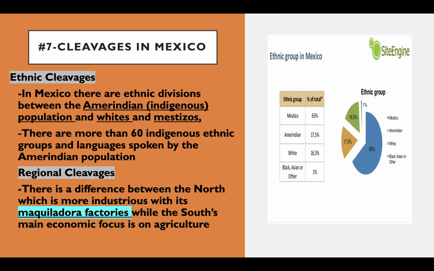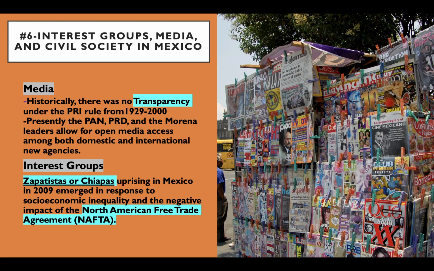Now, in Mexico, where is it more urban? To the north or the south, Jordan? North. Why does the north have all the factories? Because it's close to the U.S. So all the factories are in the north. So if the north has the factories, what's down south? Agriculture. The factories in Mexico are called maquiladoras. They're all created because of what treaty? North American Free Trade Agreement.